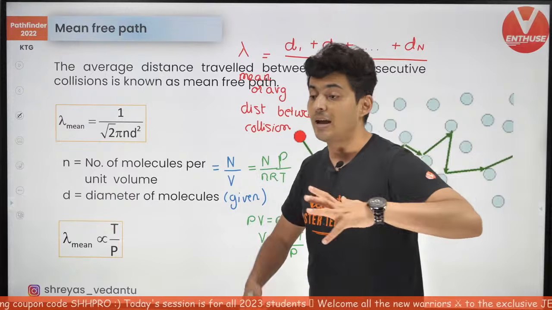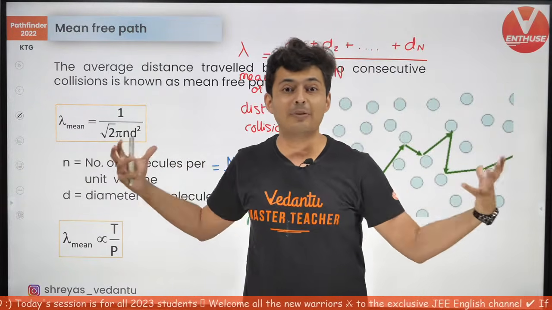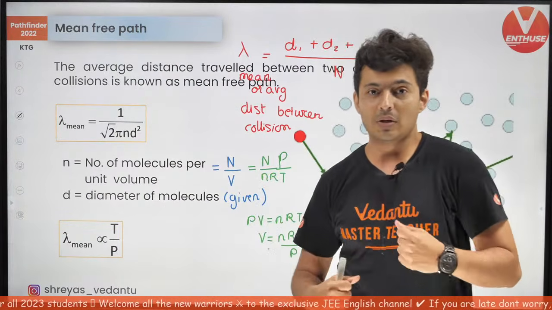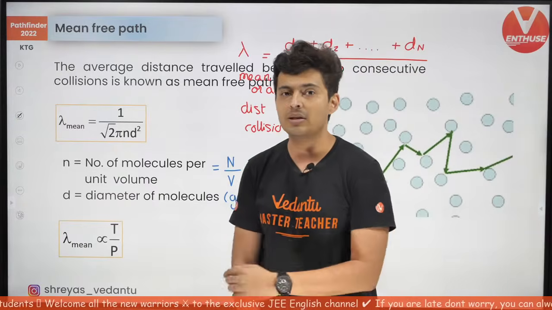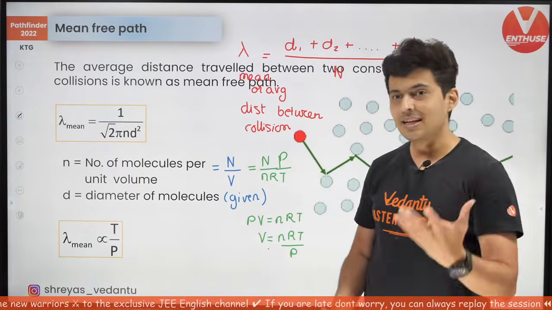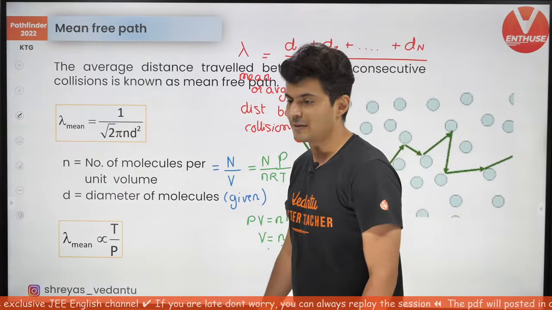Now, if the diameter is big, imagine big molecules. Imagine fat people in a classroom. When they move around, they will collide because they are fat. If they are thin molecules, they can easily sneak in and avoid the collisions. That's why when the diameter is big, the mean free path reduces. I hope this is clear.